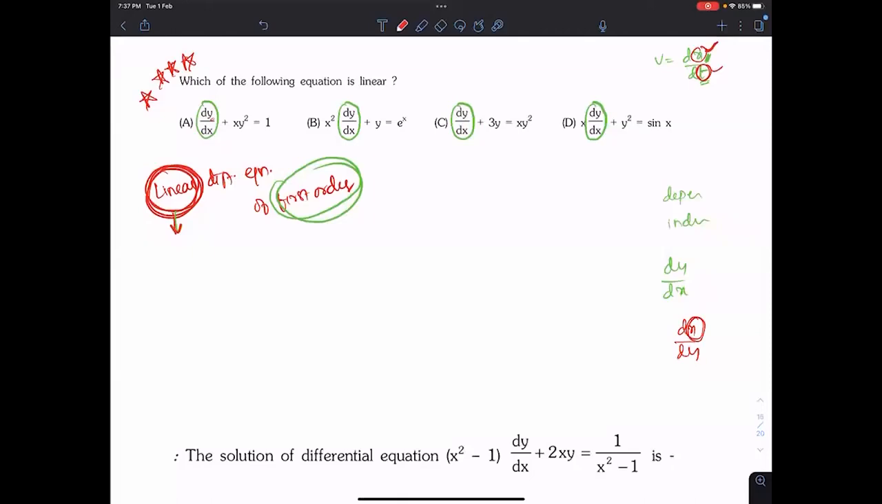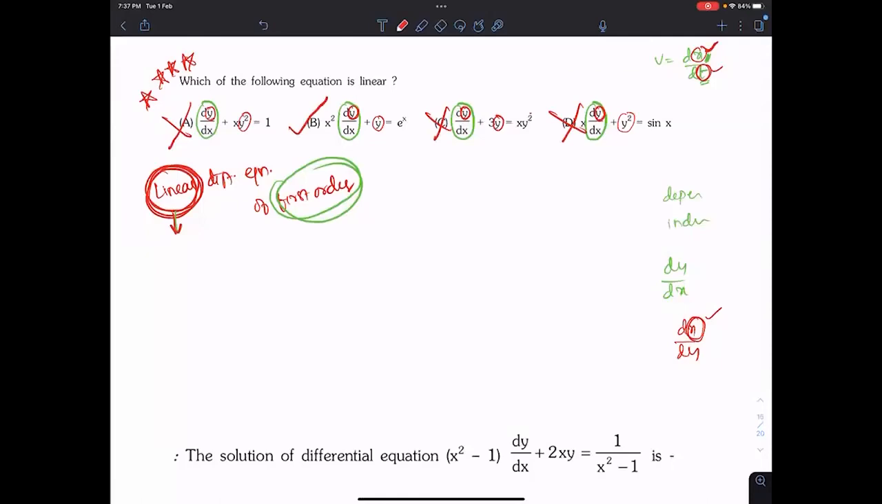Linear means degree one, and degree one is for the dependent variable. So what is the dependent variable here? For example, y. What is the degree of y here? 2. So this is not a linear differential equation. Here the dependent variable is y. What is the degree of y? 1. Yes, this is a linear differential equation. What is the degree of y here? 1. But here the second one is also there, so this is not a linear differential equation. Here y is the dependent variable. What is the degree? 2. So this is not a linear differential equation.